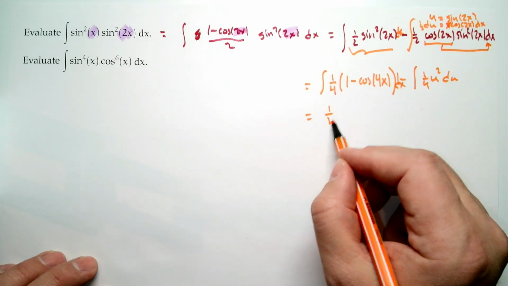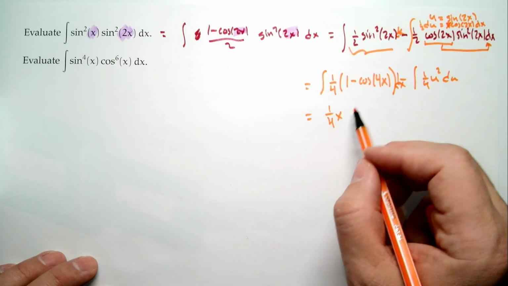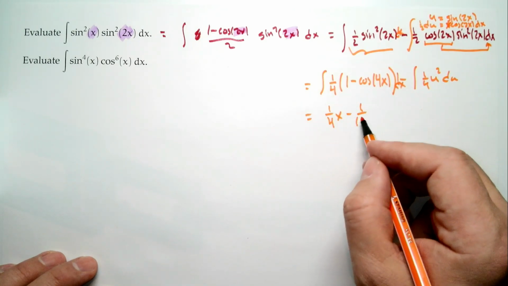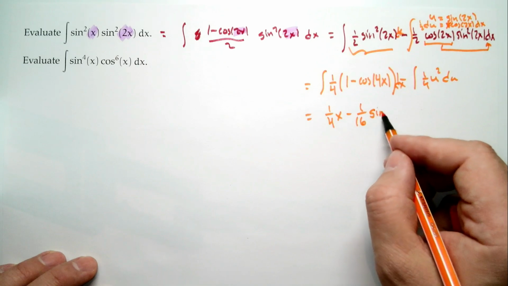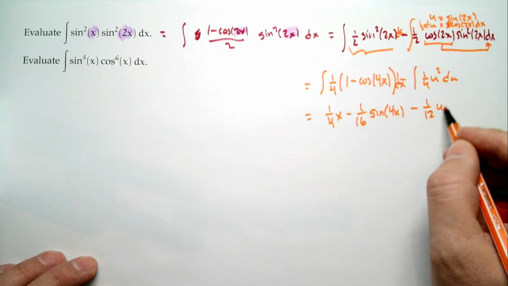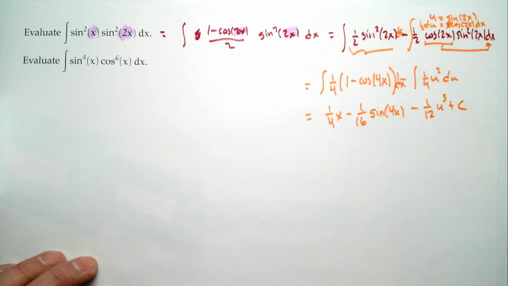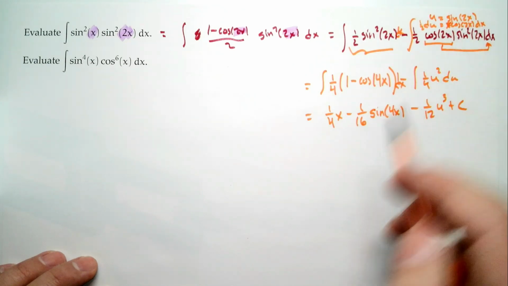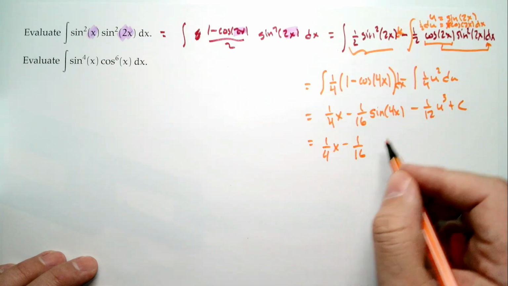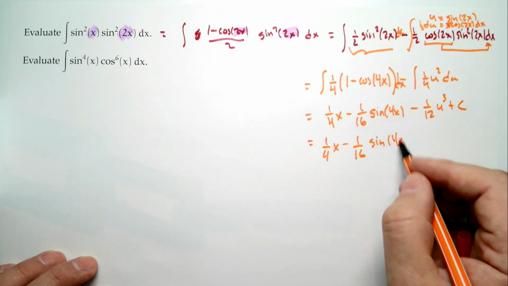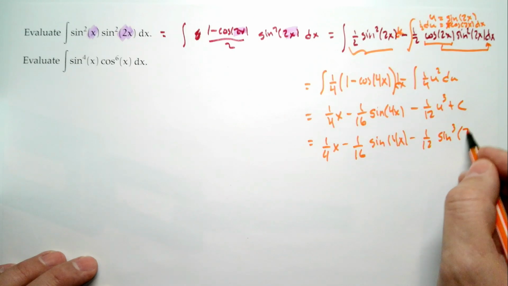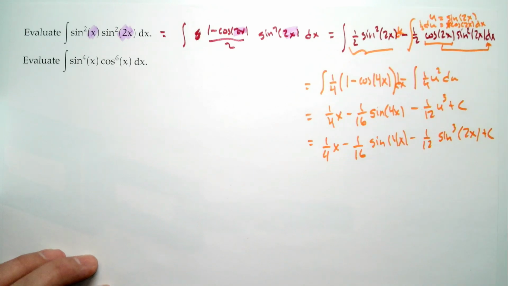And what do we end up with here? We end up with 1/4 x. That's the first term. Integral of cosine is sine. We're going to have to divide by 4. So that's a 16th sine of 4x. And here we're going to get 1/12 u cubed plus c. And to finish off, we say u is sine of 2x. So 1/4 x minus 1/16 sine of 4x minus 1/12 sine cubed of 2x. And there you go.